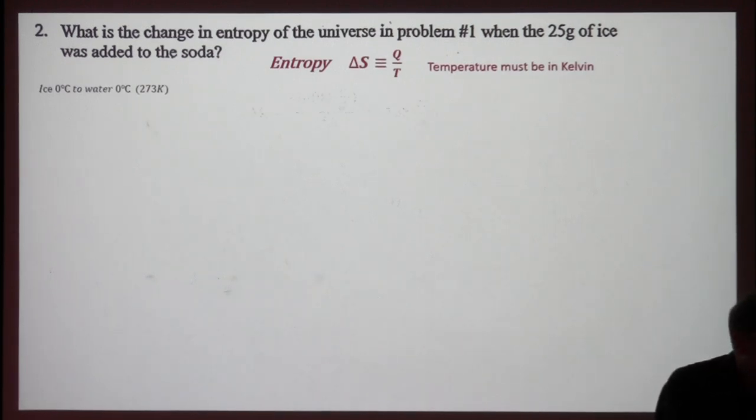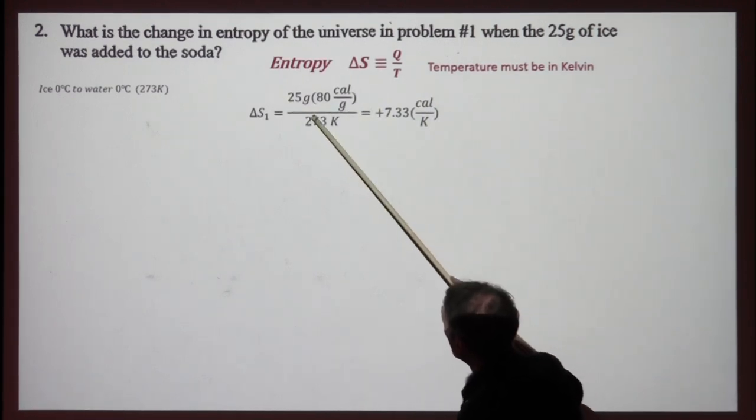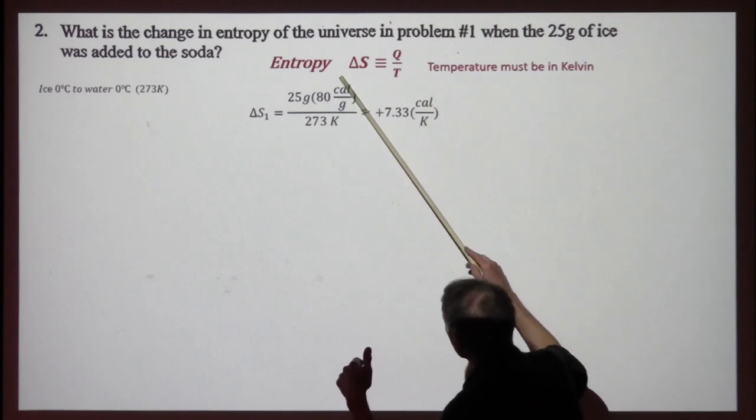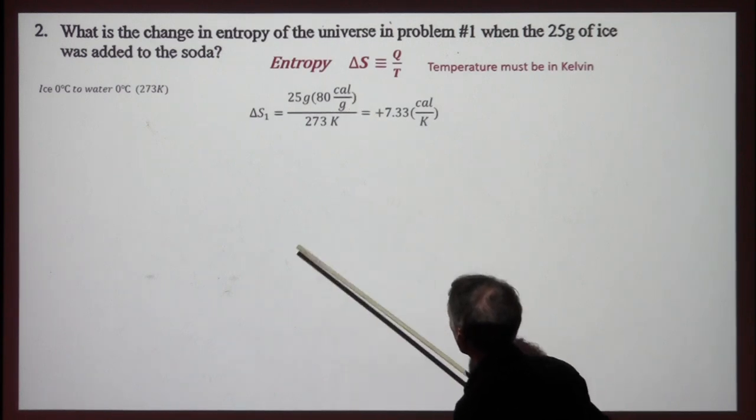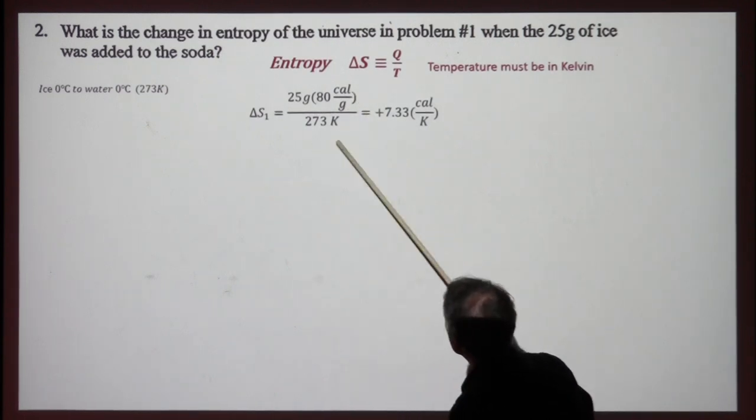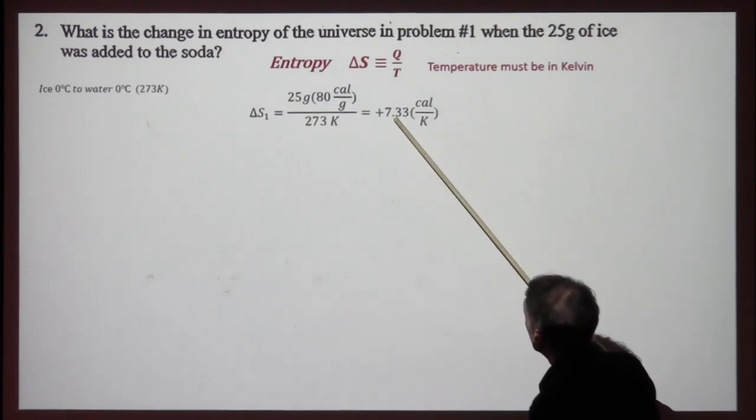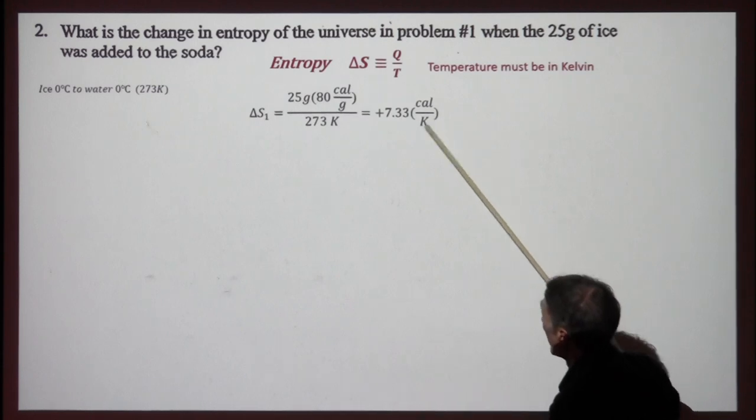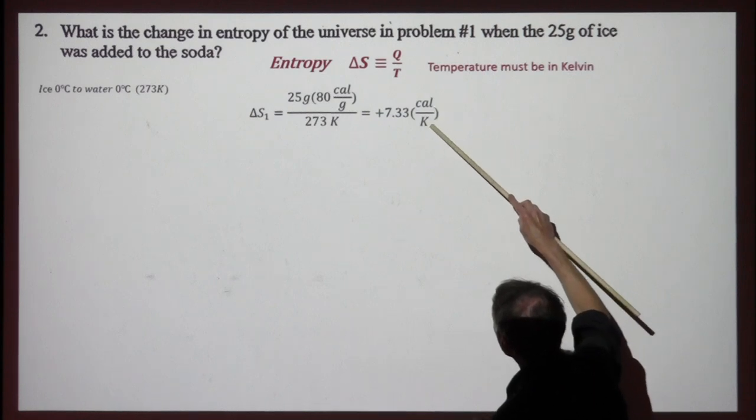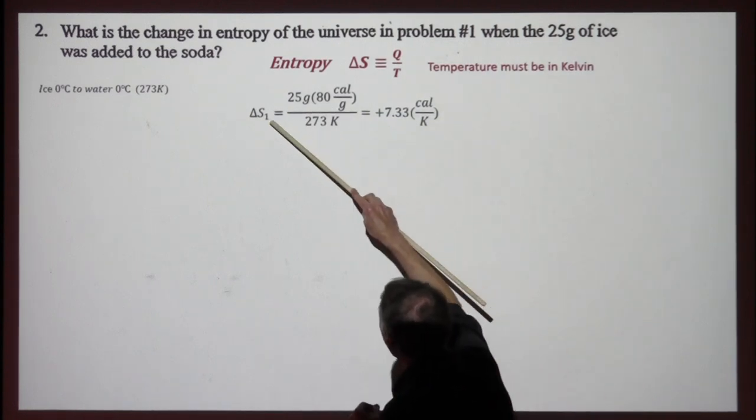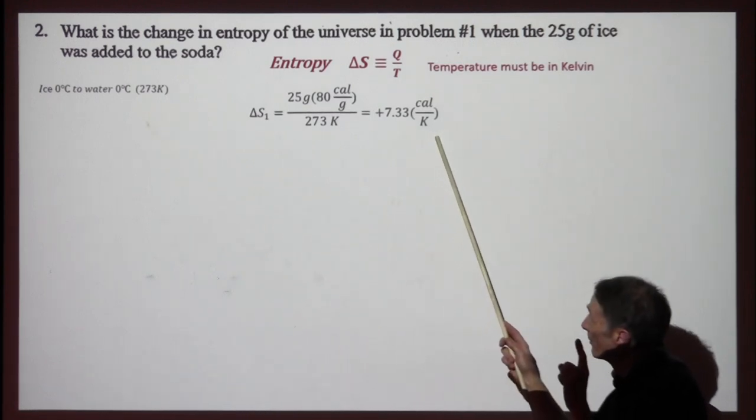So we need to just put in what I have here. I've got 25 grams of water. This is just really out of part one. 80 calories per gram. The temperature 273, and of course we can just go ahead and calculate that. This is going to be 7.33 calories per gram. This would be the per Kelvin. Okay, and this is, again, the change in entropy for that first part.